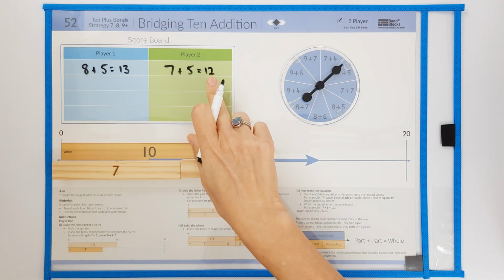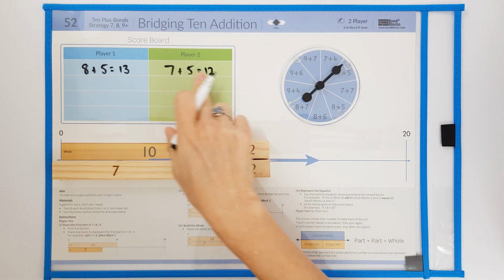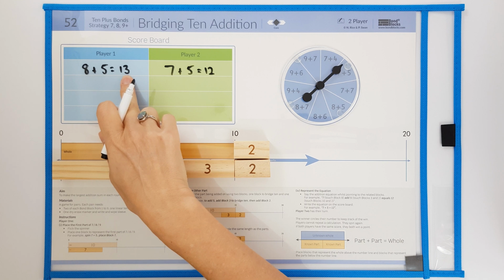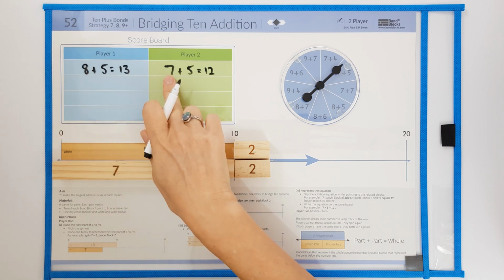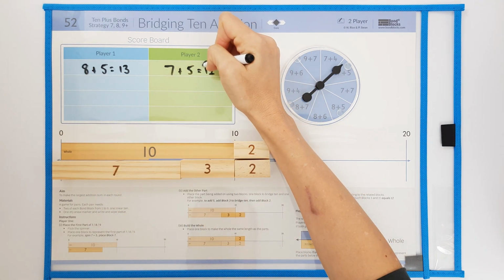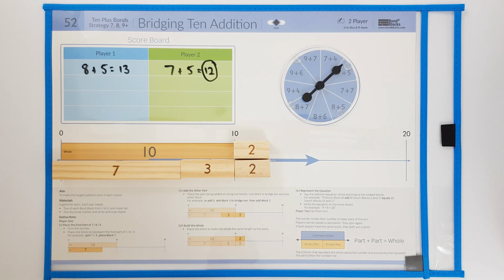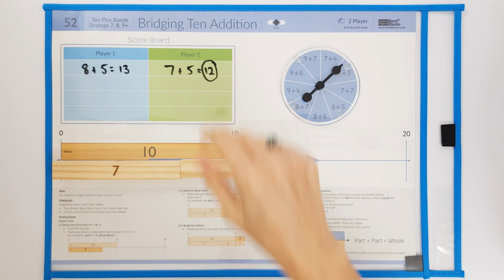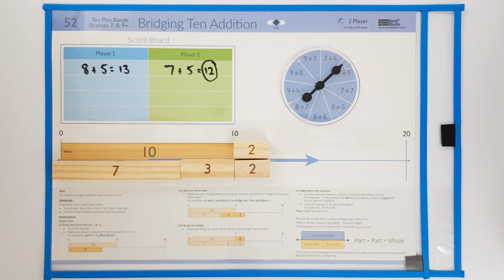And I knew this answer was going to have to be 1 less than the other player because 8 and 7 are different by 1. The goal is to make the largest whole, so player 2 wins for this round. Now it's your turn.